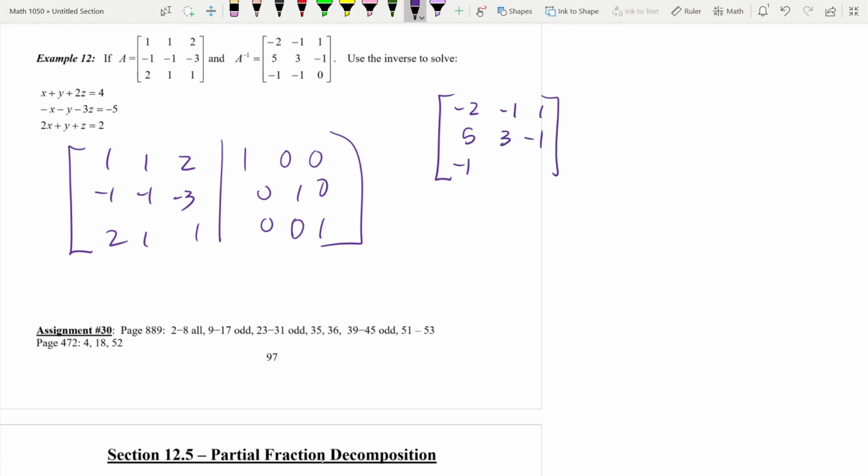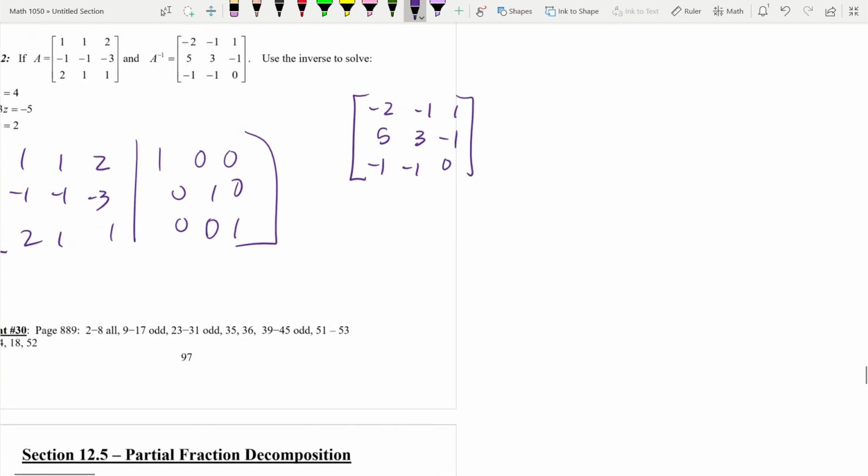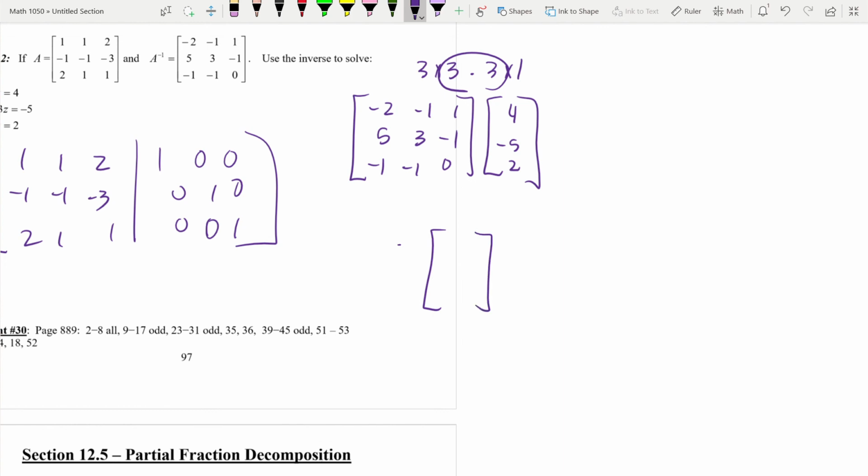and multiply it by matrix B, which is the right-hand side, 4, -5, 2. This is a 3 by 3. This is a 3 by 1. Those match. Your answer is going to be 3 down and 1 across. This row times this column. The yellow number on the right always swings down to line those up.